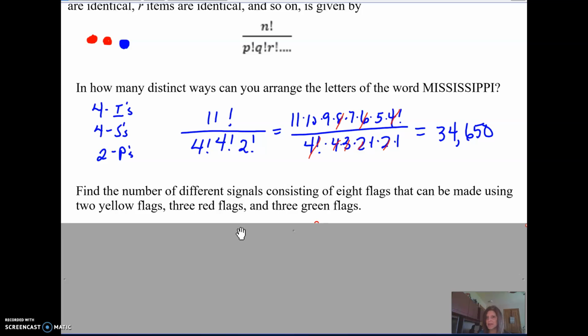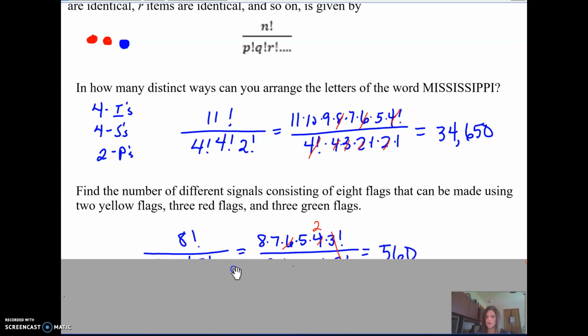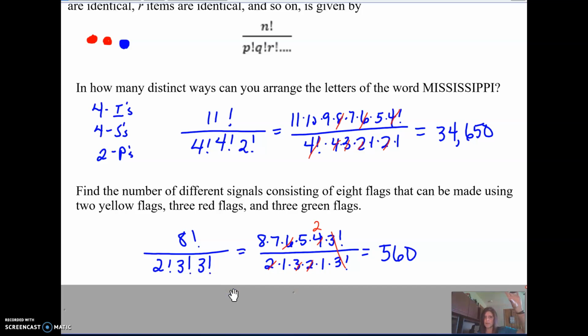Okay, so let's see how we did. We have: find the number of different signals consisting of 8 flags, that's the total number, that can be made using 2 yellow flags, 3 red flags, and 3 green flags. All right, so we have a total of 8 factorial on top. And then our repeats are 2 yellows, so 2 factorial, 3 reds, 3 factorial, and 3 greens, 3 factorial again.